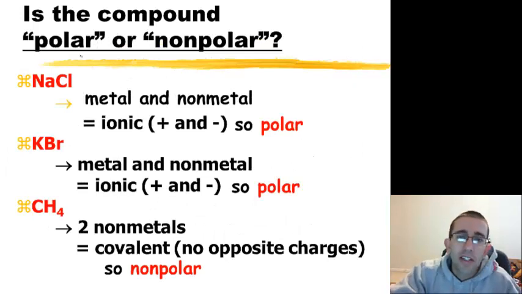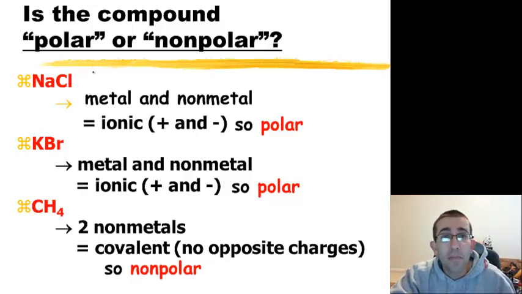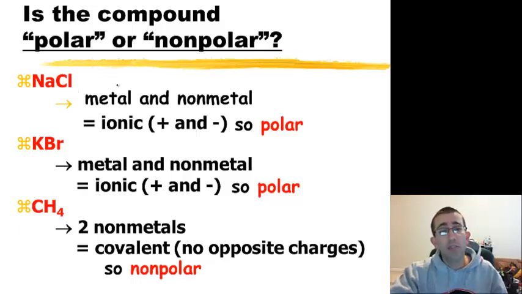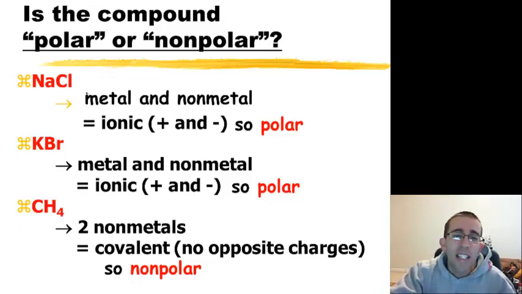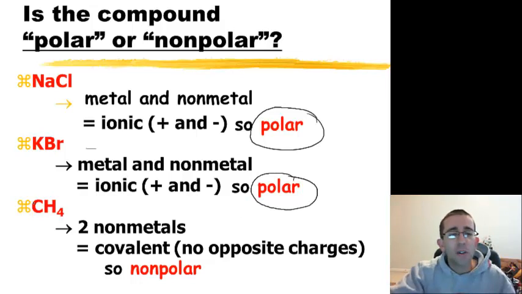Alright, let's look at these and figure out why. If I want to figure out if things are going to dissolve in one another, the first thing I need to do is look at my solute. What am I going to put into my solvent? Remember, the solute is what's being dissolved, the solvent is what's doing the dissolving. NaCl. Well, Na is a metal, Cl, chlorine, is a nonmetal. This makes it ionic, and if it's ionic, we're going to consider it polar. KBr. Potassium's a metal, bromine's a nonmetal. That means it's ionic, we're going to consider it polar. CH4. Carbon and hydrogen are both nonmetals. This makes it covalent, so we're going to call it nonpolar.